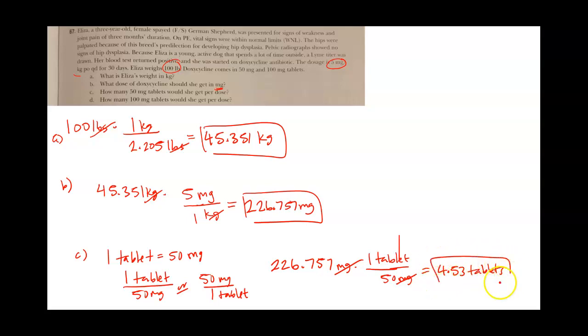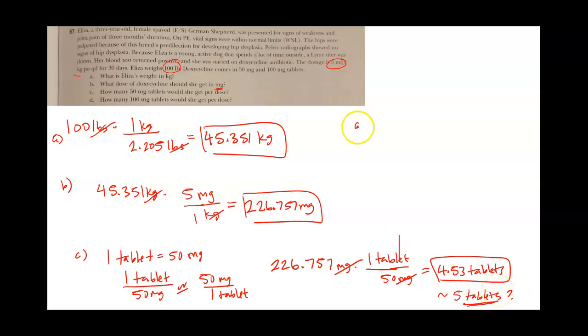Now, realistically, we know that we can't have 4.53, so I don't know if you round up or round down in the medical world, but I'm going to guess that you round up because you don't want to have too little. So I'm going to say that this is going to be 5 tablets, but again, that's just a guess.